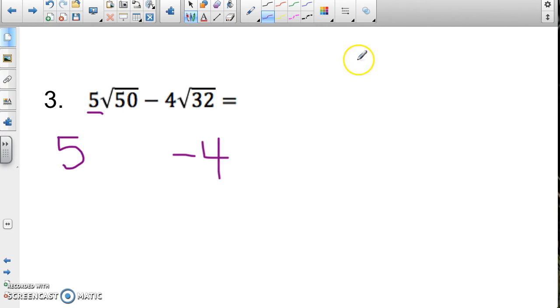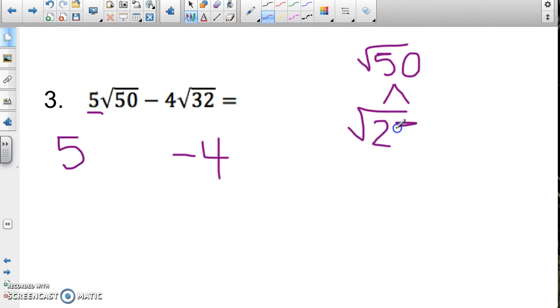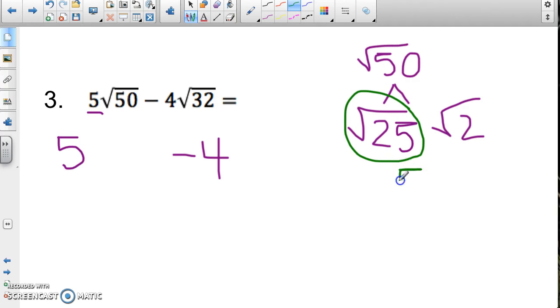Okay, so let's first break up radical 50. And what you have to do is think of two numbers that multiply to 50, one of them being a perfect square. And hopefully you'll come up with 25 and 2. So radical 25 and radical 2, one of these will be a perfect square, and it is 25. The square root of 25 is 5, so this becomes 5 radical 2.